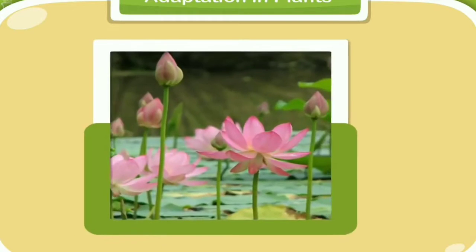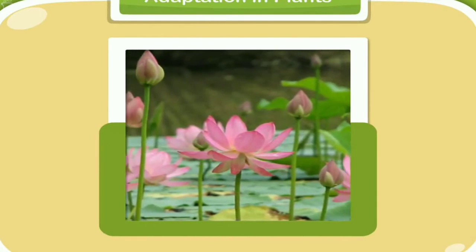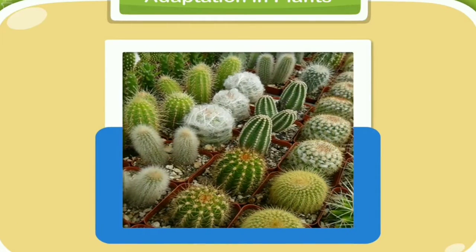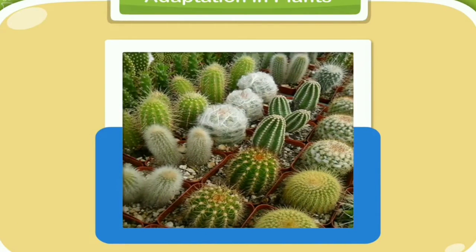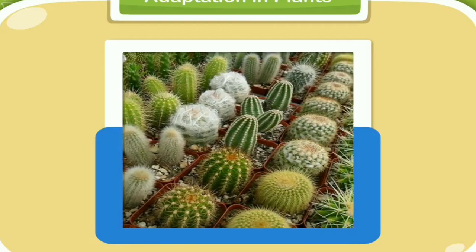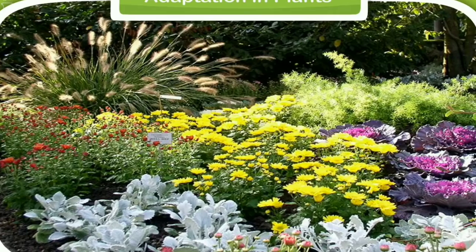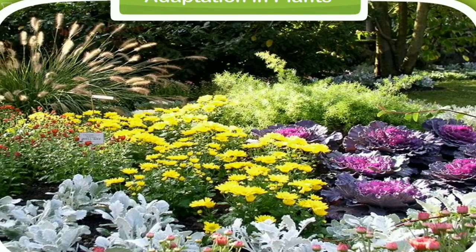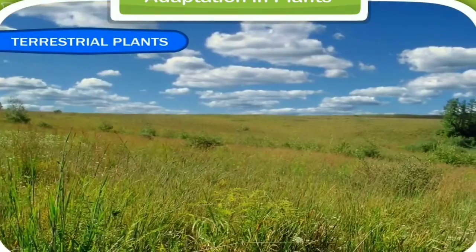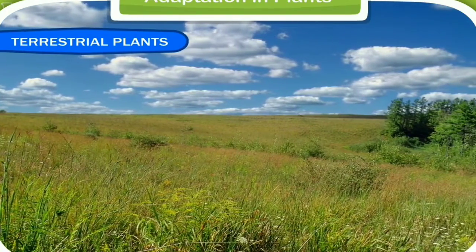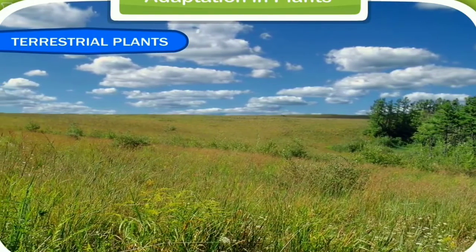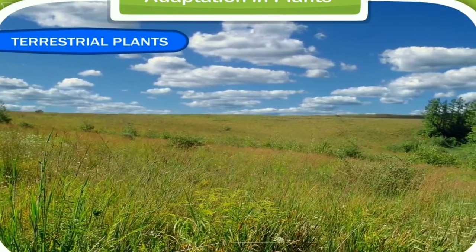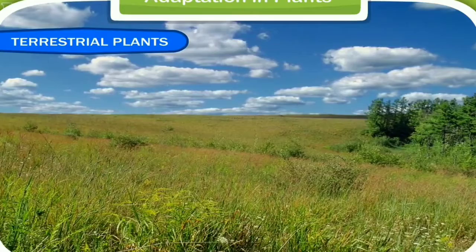For example, the lotus plant has adapted itself to grow and live in ponds. A cactus plant grows in deserts. It has adapted itself to store water. Now, let us find out how plants differ from each other according to their surroundings. Terrestrial plants. Plants that grow on land are called terrestrial plants. We can see different types of terrestrial plants according to different landforms.